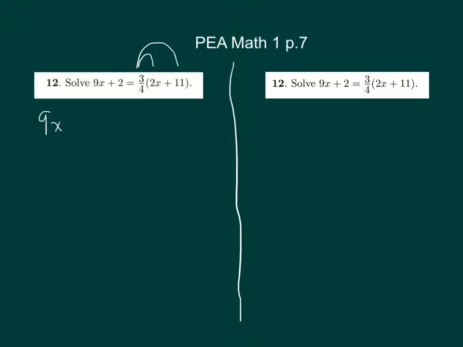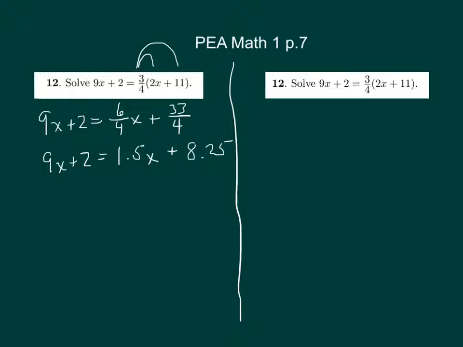Got 9x plus 2 equals, now 3/4 times 2 is 6/4 x. Plus, and then 3/4 times 11, multiply the numerator, 3 times 11 would be 33/4. And then many of you just turned it into a decimal and called it good from there. So we can do that. So 6/4 as a decimal is 1.5x, and 33/4 is 8.25.